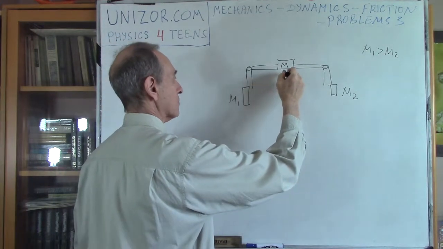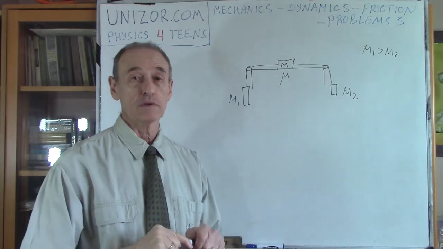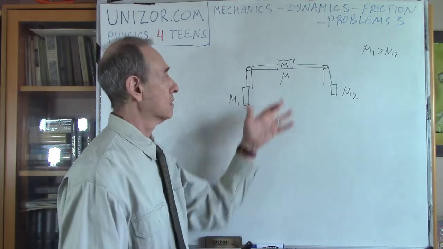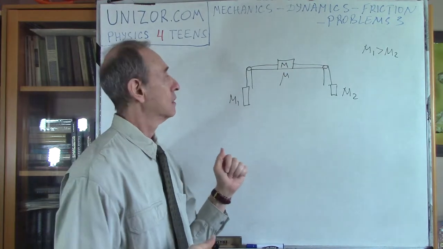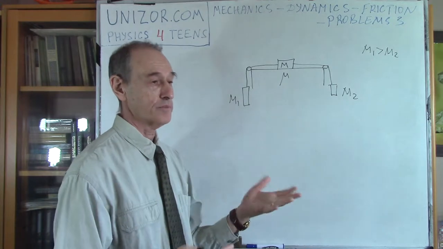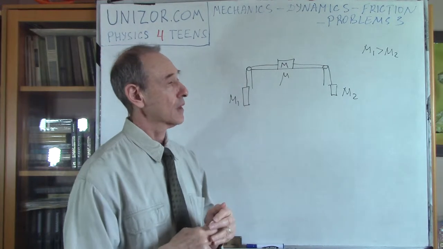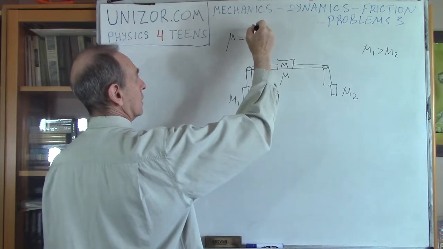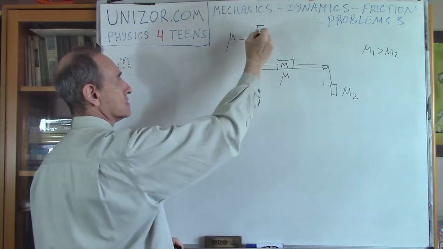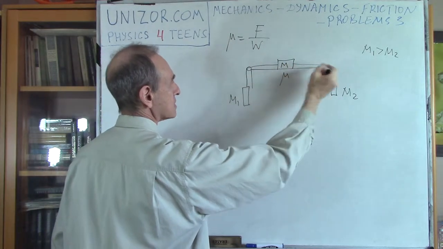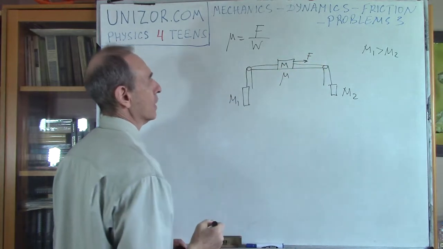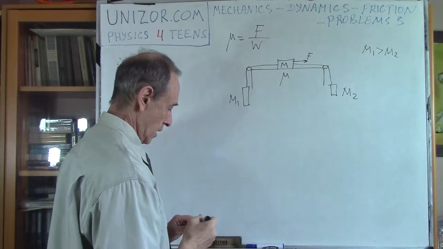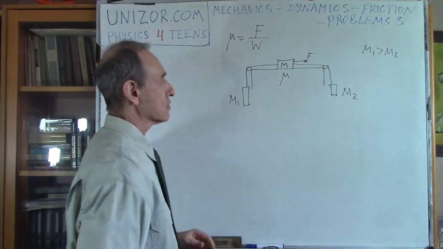Now, let's assume that we have some kind of friction, and mu is the coefficient of the friction, which is basically the ratio between the force which prevents the movement and the pressure this object exerts on the table. So mu is actually F divided by W, where F is the friction force, which is always against the movement. In this case, the friction force is directed this way, and the weight is directed down. Our purpose is to find this coefficient of friction.